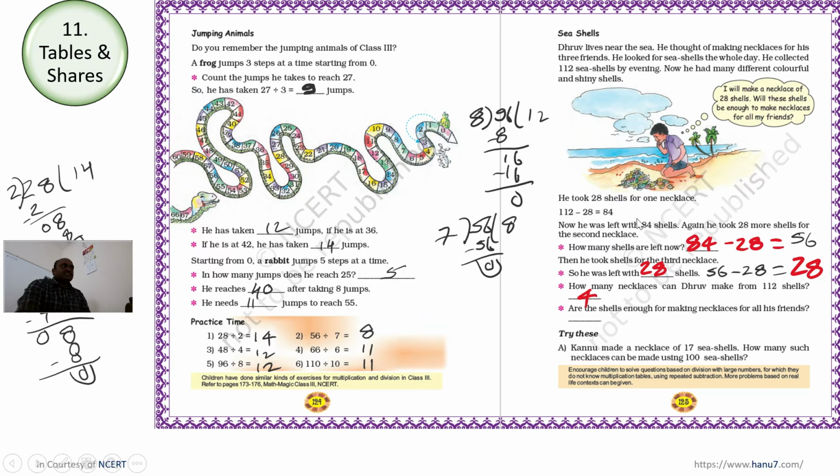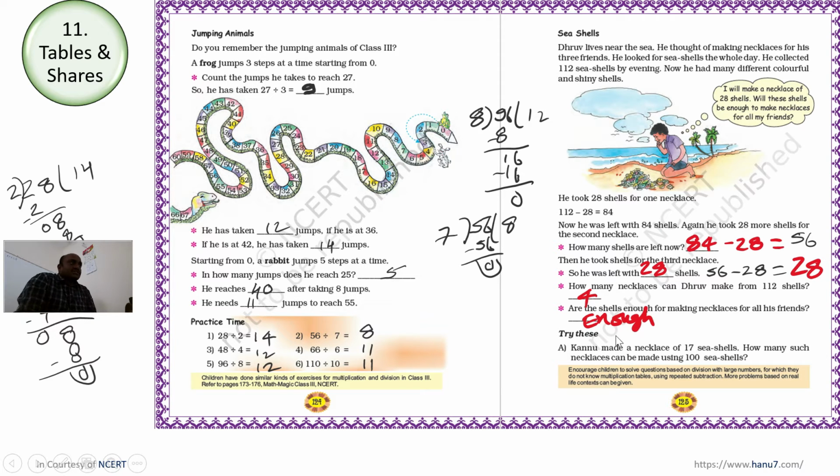If you divide 112 by 28 also you will get the answer. But the repeated subtraction method is suggested. Can you read it here below? The repeated subtraction method is suggested instead of multiplications and divisions.